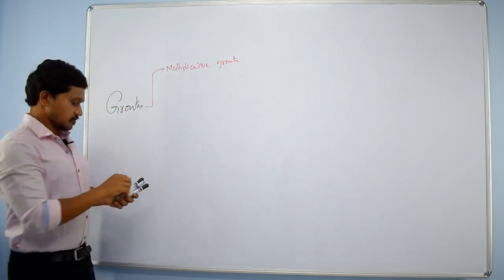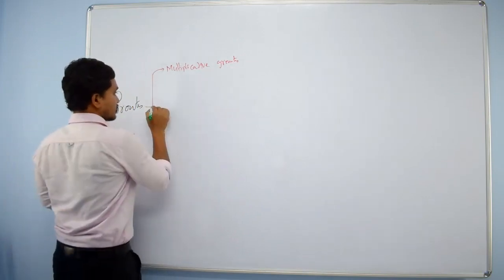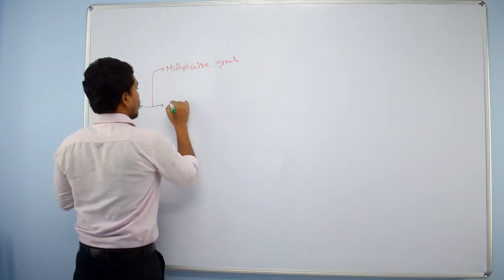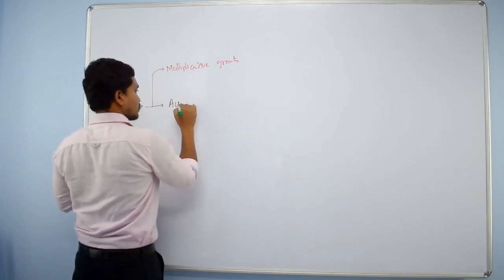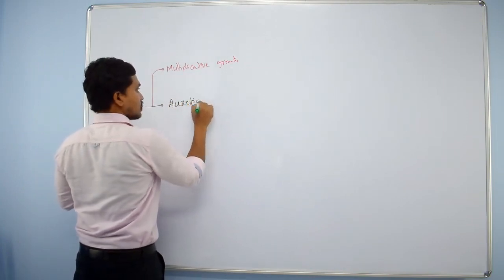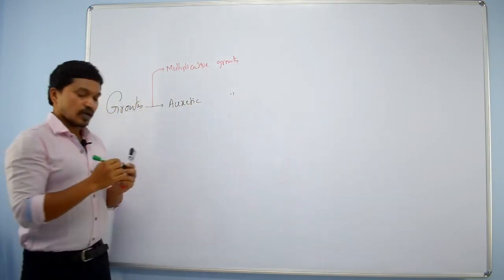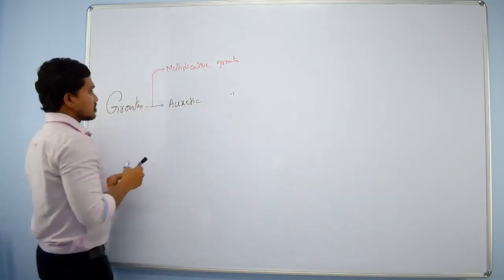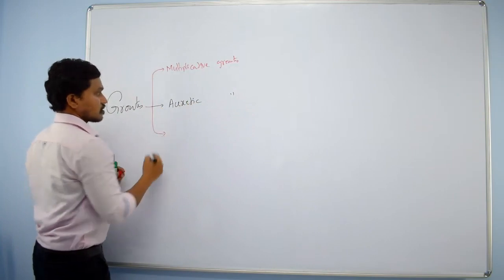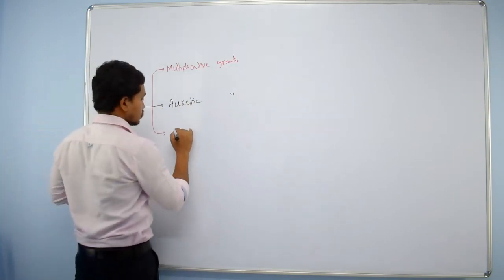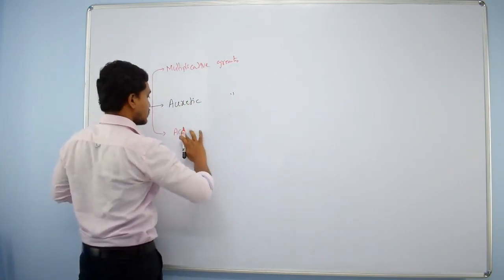Second one is oxitec growth. And third one is accretionary growth.